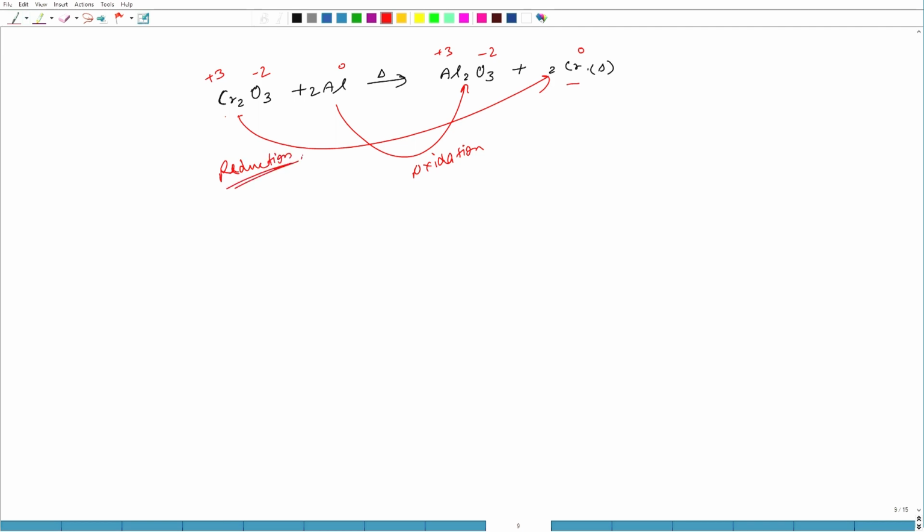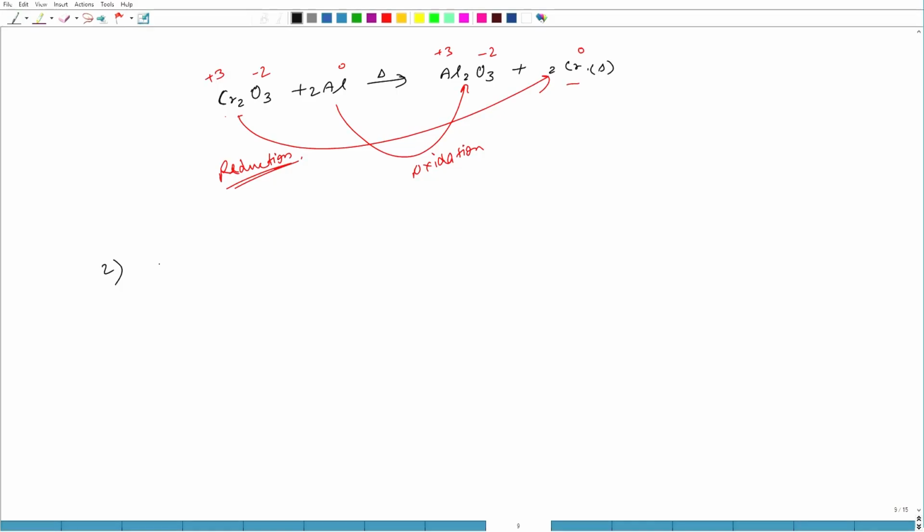Now, remember that we have discussed how not every decomposition reaction is a redox reaction. Similarly, it is not necessary that every metal displacement reaction is a redox reaction. You just check whether the reaction is redox or not by seeing the oxidation numbers. If there is a change in oxidation number of any element, it will be a redox reaction.